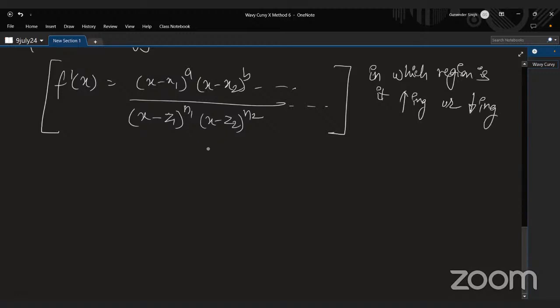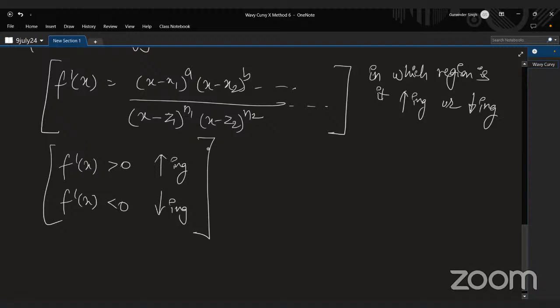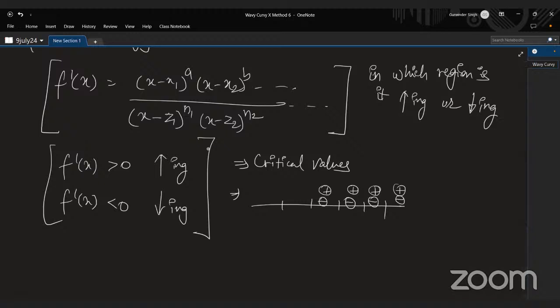So how will you do it? We know that if f dash x is positive, it is increasing, and if f dash x is negative, it is decreasing. So you will first find out the critical points, the critical values. After you find the critical values, you divide the number line, something like this. Then for every range, you find out if it is positive or negative on that range. If it is positive in a range, the function will be increasing there, and if it is negative in the range, the function will be decreasing for those values. Right?